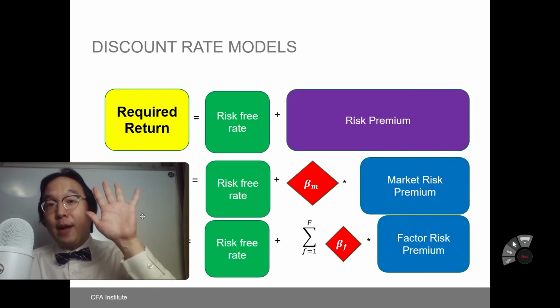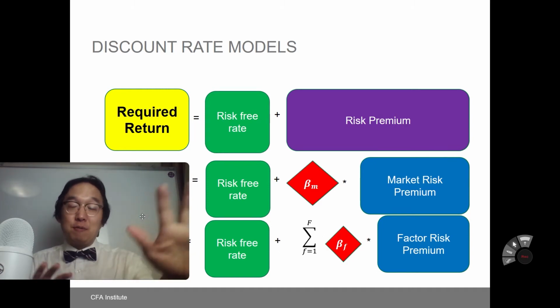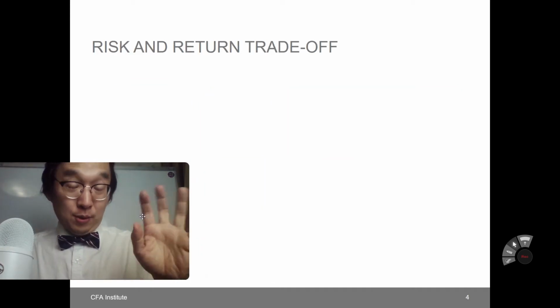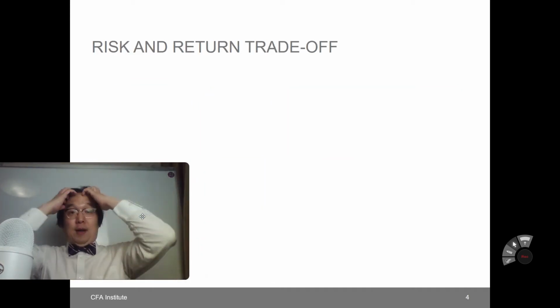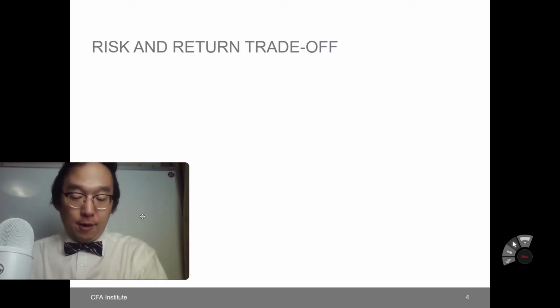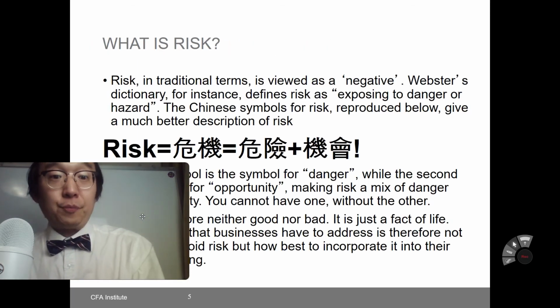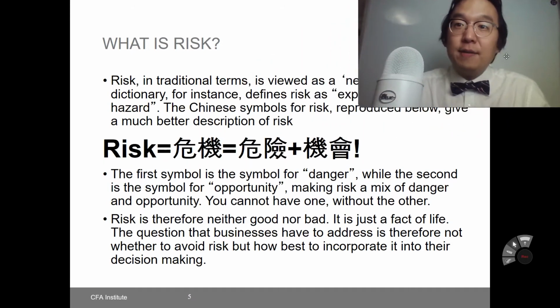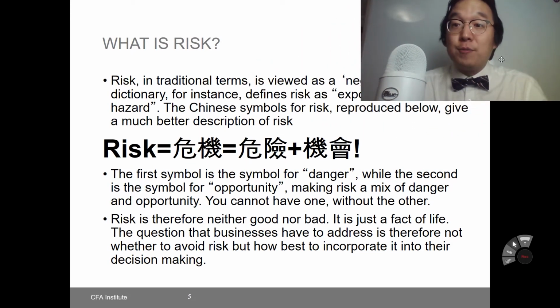Say bye-bye. You don't need to listen to the rest of the lectures, but that's basically what we're going to talk about: risk and return trade-off. We should understand it a little better, or I will bring you some refreshers.